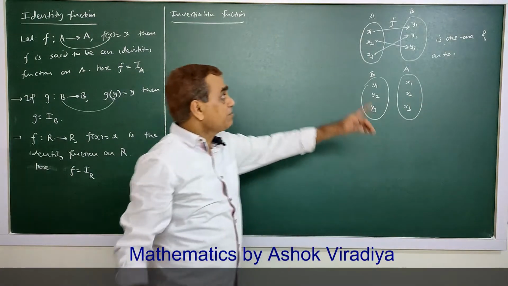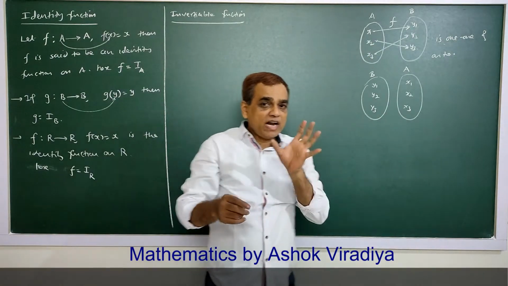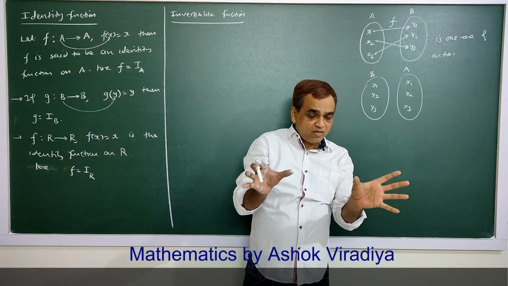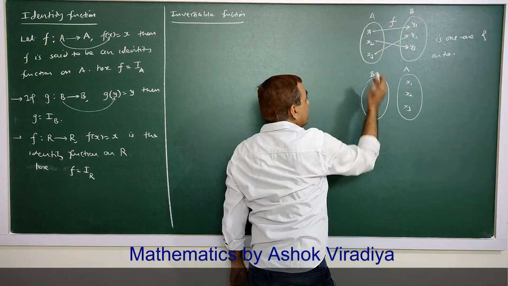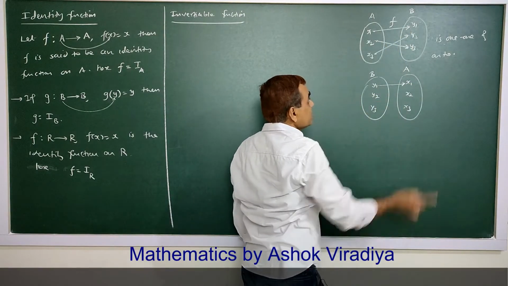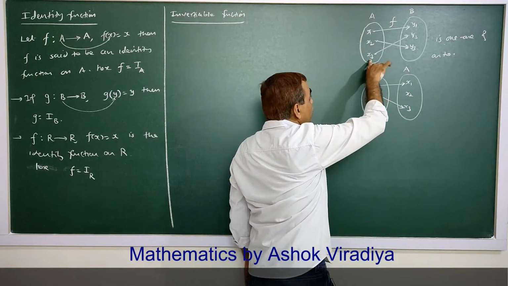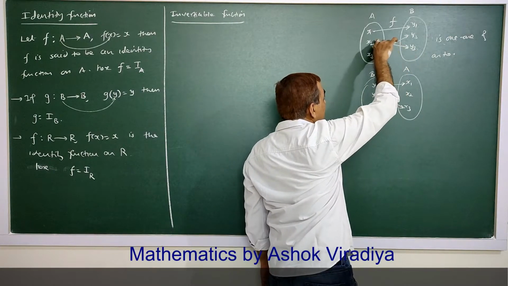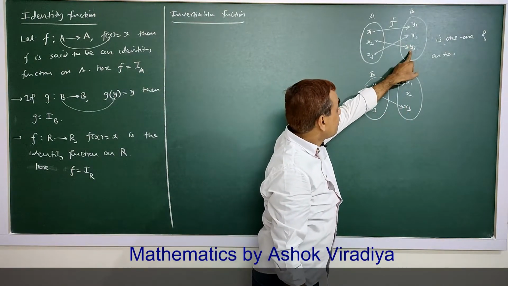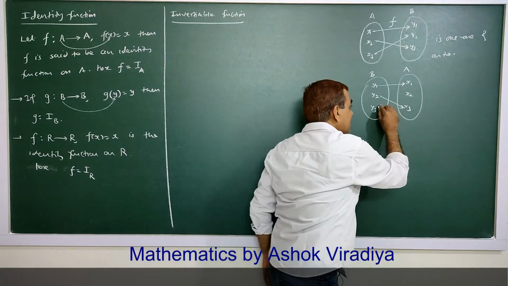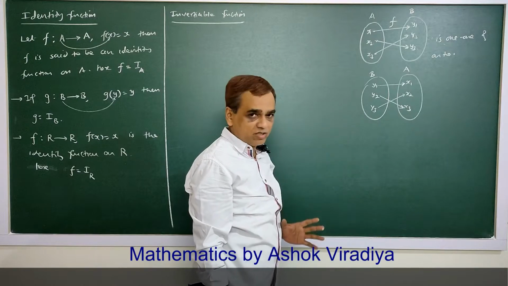Now if you observe this picture from back side, then set B will be on left of you, B to A. So you will observe picture in which element y1 is associated with x1, y2 is associated with x3, and y3 is associated with x2. So this is inverse relation.